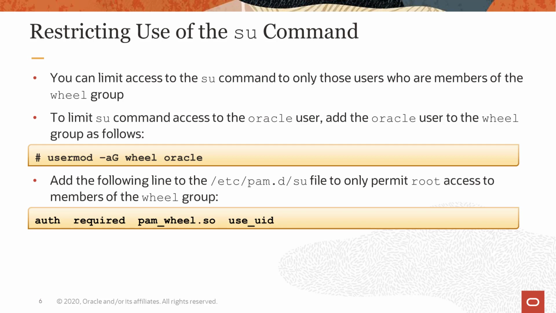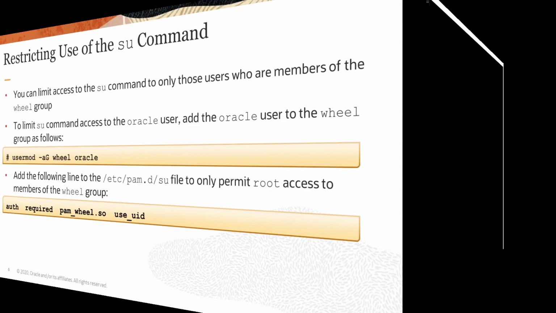Pluggable Authentication Modules, or PAM, is an authentication mechanism that allows you to configure how applications use authentication to verify the identity of a user. Uncomment or add the lines shown, starting with auth and ending with use_uid, to the /etc/pam.d/su file to permit root access only to members of the wheel group.